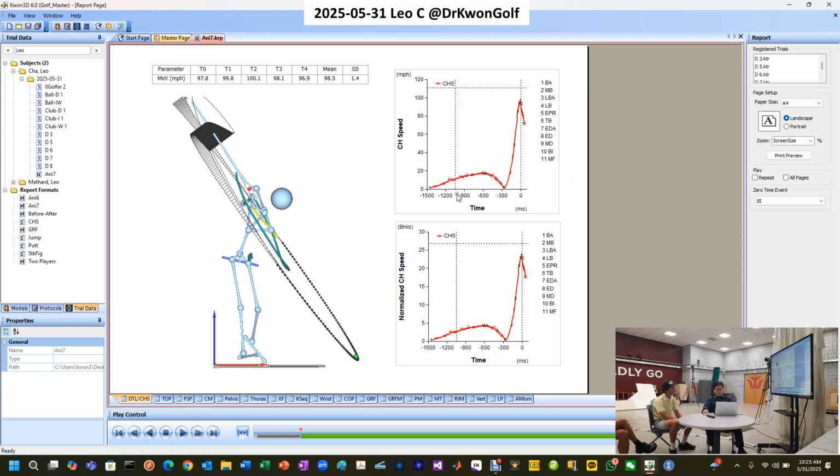So you need to shorten your swing a lot. At least it should go close to 900 milliseconds. That means you probably have to speed up your backswing almost twice as fast as what you're currently doing. So that's something you have to pay attention to.